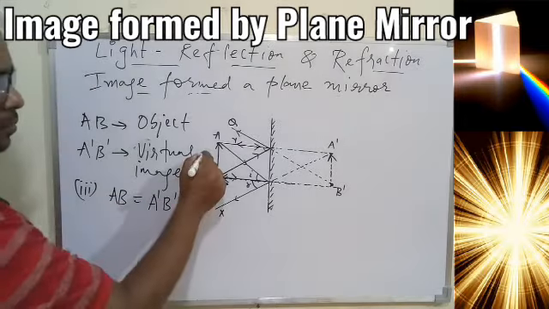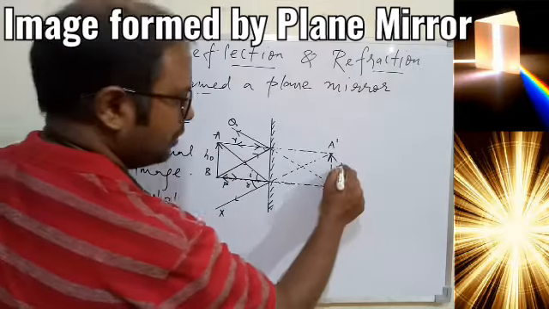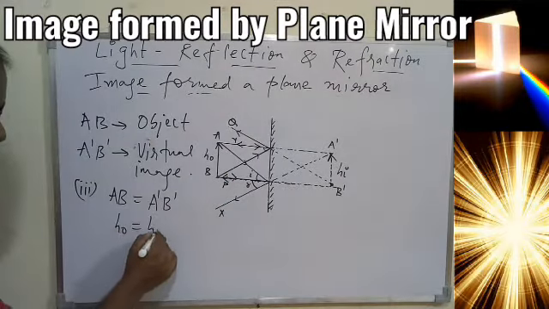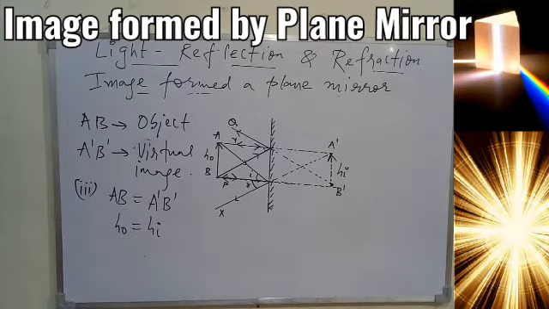So if I say the height of object is HO and height of image is HI, we can say height of object is equal to height of image. Okay, so we got the third characteristic of the image formed by a plane mirror with the help of the diagram.